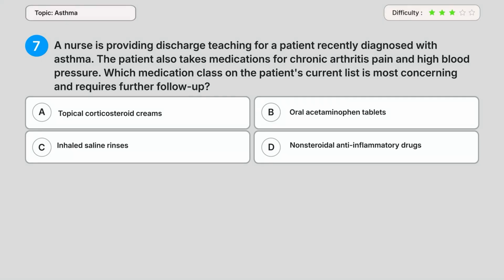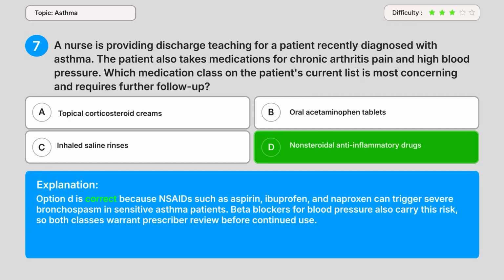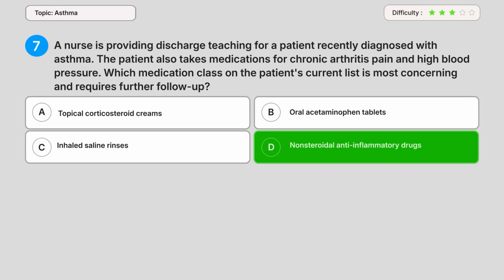Correct answer. D. Non-steroidal anti-inflammatory drugs. NSAIDs such as aspirin, ibuprofen, and naproxen can trigger severe bronchospasm in sensitive asthma patients. Beta blockers for blood pressure also carry this risk, so both classes warrant prescriber review before continued use.